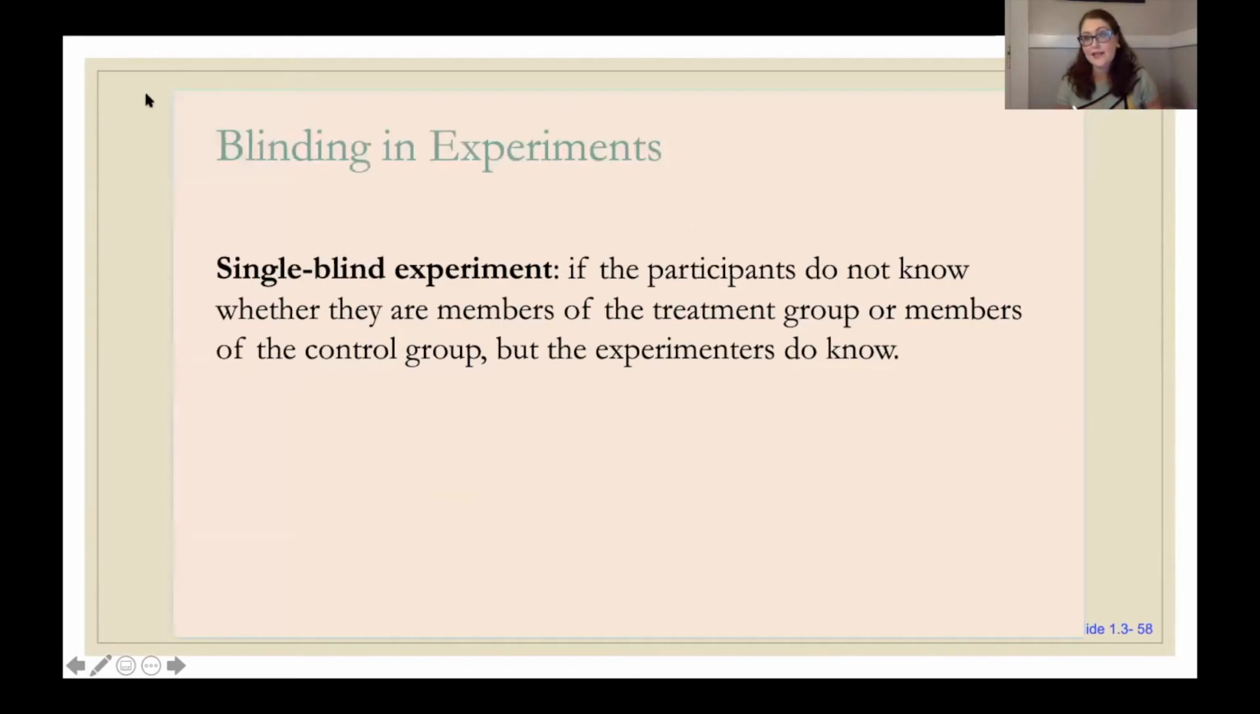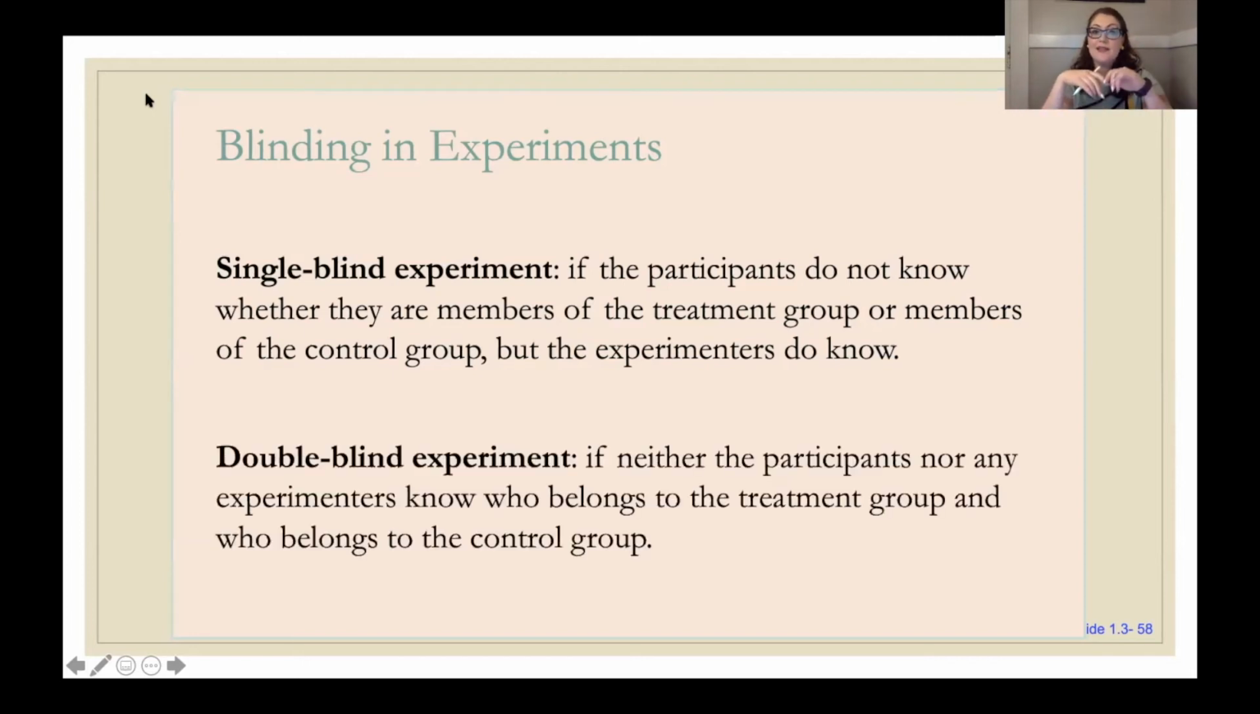So a single-blind experiment, all experiments should be single-blind at least. A single-blind experiment is when the participants don't know if they're getting the treatment or the placebo, but the experimenters do. A double-blind experiment is when the participants and the experimenters don't know who belongs to the treatment group and who belongs to the control group. Typically, there's a third party overseeing it that has nothing to do with the study in order to make sure the double-blind experiment is truly double-blind.